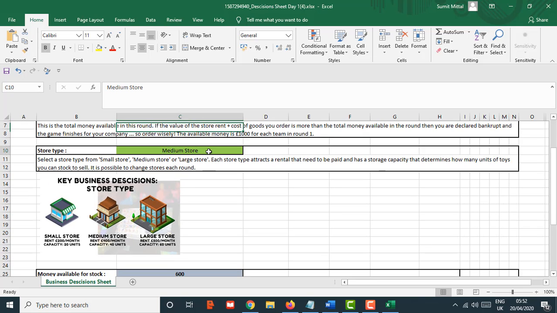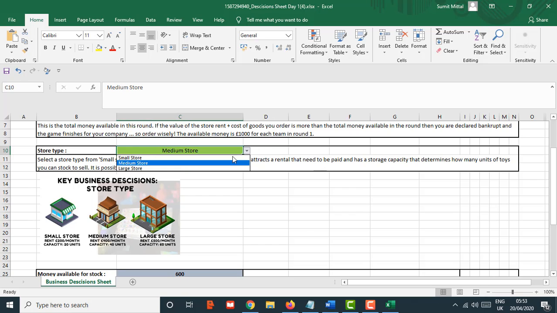Now the main decision you have to take here is the store type. So we have small, medium, and large store, and they have their own individual rents. So small is £200 a month, medium £400 a month, and large £500 a month. And small can hold 20 units of stock, medium 40 units, and large 60 units. So obviously you're stocking toys to sell. So a small can only hold 20 units of toys. So you have to bear that in mind and choose the right store for you.